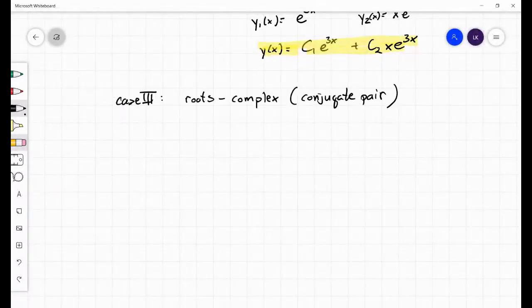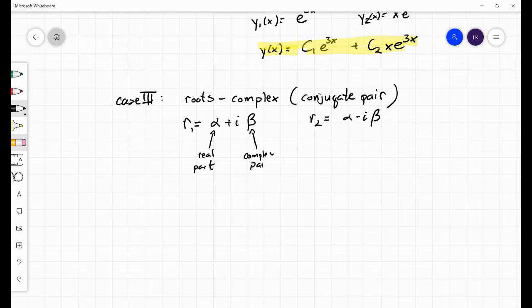Complex roots will be in the form: the first root is alpha plus i beta. Alpha is called the real part of the complex number, and the real number multiplying the imaginary i is called the complex part. So the complex part is not a complex thing, it's a real number. The second root will necessarily be a conjugate if you're dealing with a quadratic, so alpha minus i beta. Sometimes you can just write this as alpha plus or minus i beta.